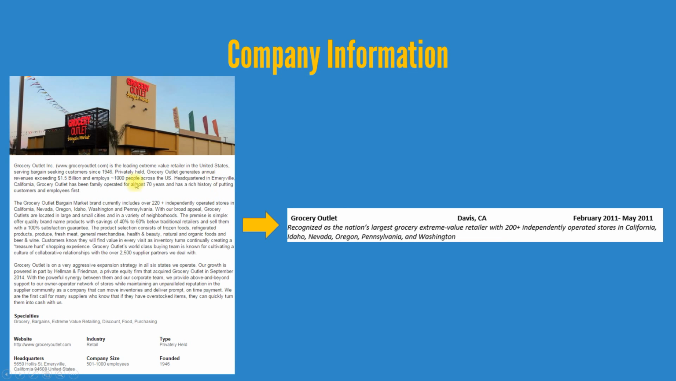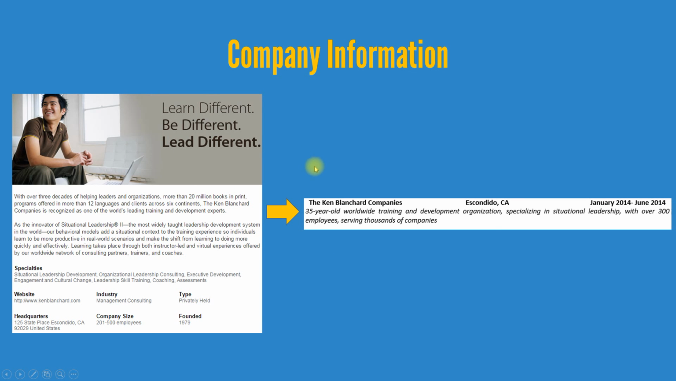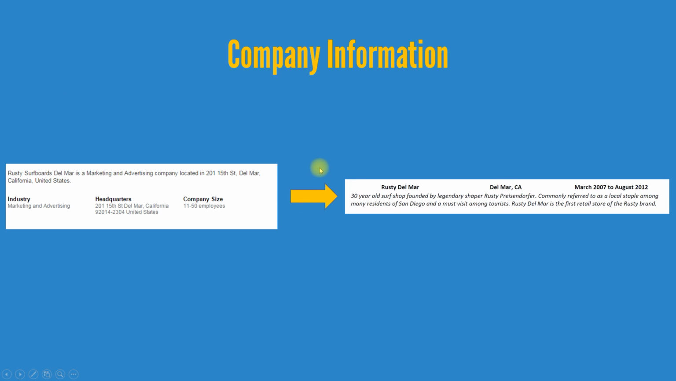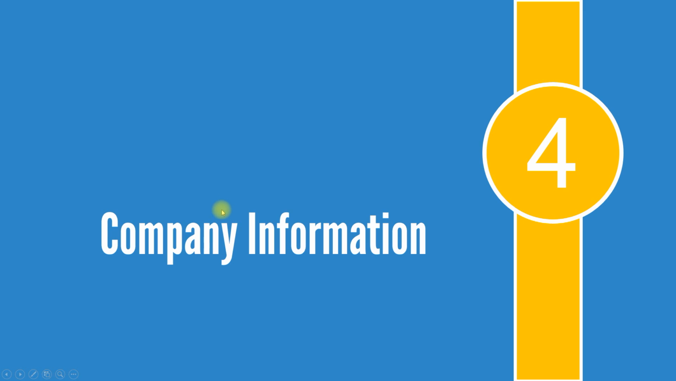Grocery Outlet, a ton of information here that we can transform into this bullet point. You guys get the idea. There's everything you need in a very simplistic way to translate into a bullet point, okay? That's it. That's it for the company information section.